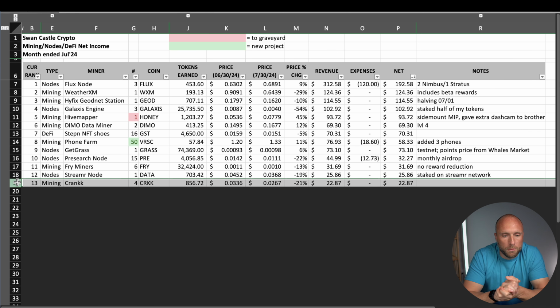Another poor performance for the Crank token, unfortunately, this month, down 21%. We've been in this project for, I think, just over a year now, and it's basically been down ever since I got into it, which is disappointing, but we'll continue to run our Crank devices, and hopefully things will turn around for them. One thing they did announce, I think last month, is they enabled multi-mining on Crank, so you can mine up to 11 different other DePIN projects on your Crank device, just clicking one button.